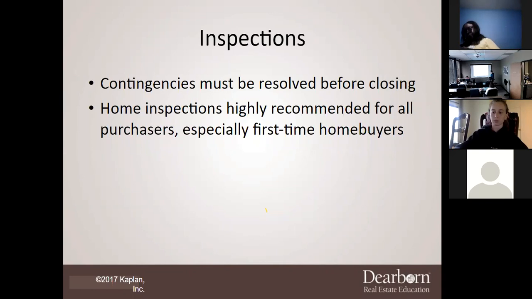But any contingencies on the contract must be resolved before closing. You can't close if you have untied up ends. If you have contingencies that were not met, then you can't close.